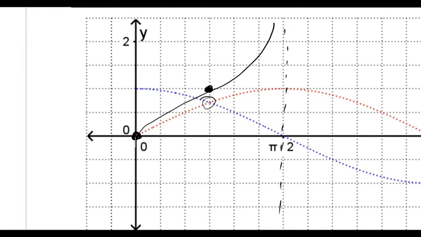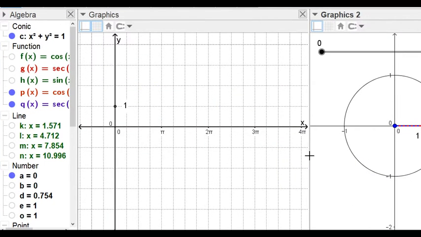Let me keep going. Here's secant. Secant is the reciprocal of cosine. So if cosine starts at 1, where will secant start?